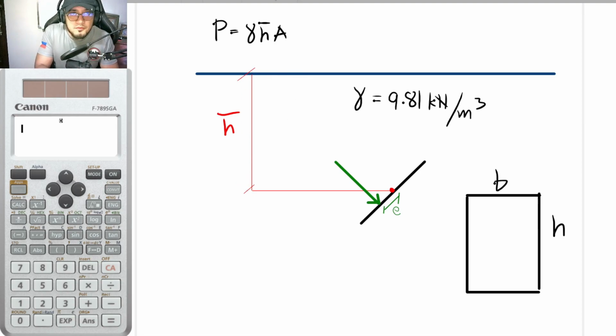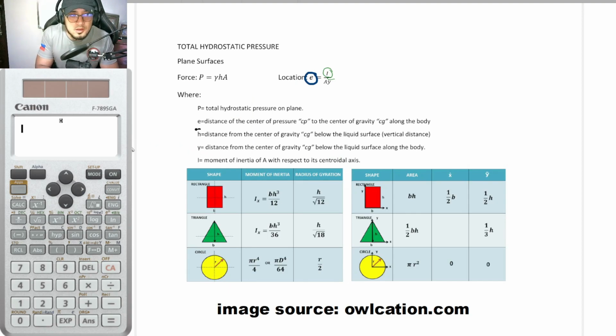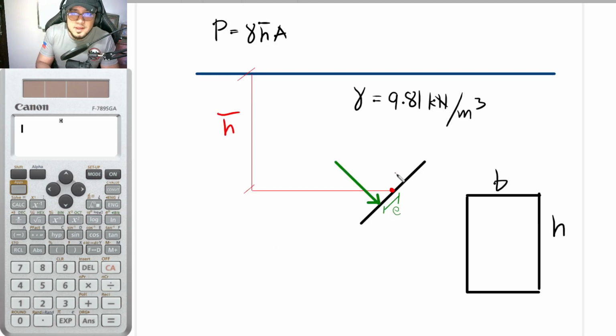And as for bar Y, I was not able to put the bar on this part. It is the distance from the center of gravity below the liquid surface along the body. So if the body is slanted like this one here, in order for you to get the value of bar Y, it must be measured along the body. If it is slanted, your measurement must also be slanted like this. So here it is.